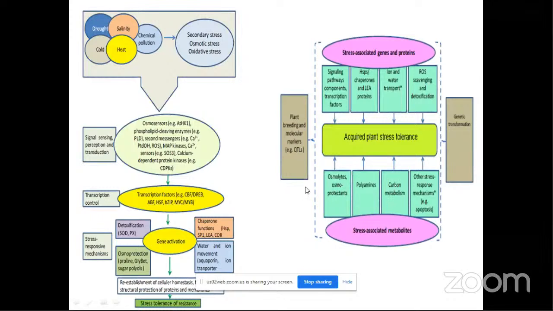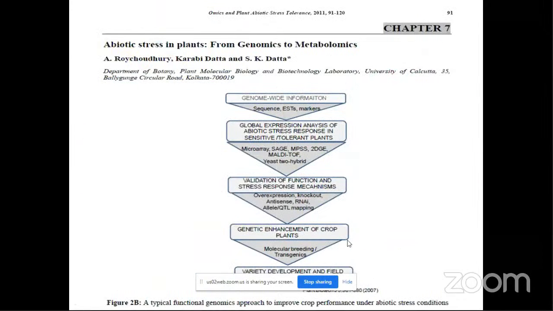So you see that if you incorporate one single gene, it does so many things in order to generate stress tolerance. So this was one of our chapters, in which we showed a global expression analysis of abiotic stress responses, and there is a distinct, clear-cut difference between the sensitive and tolerant plants. With respect to rice, I will be focusing on this because this is the area in which I have been working for a long time.